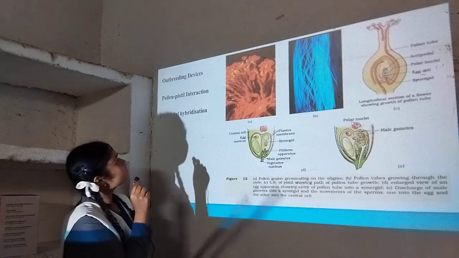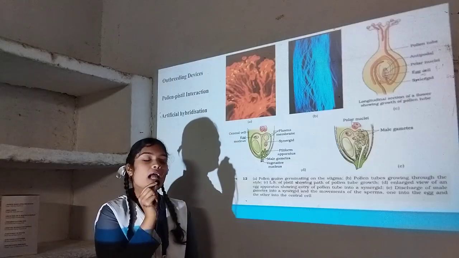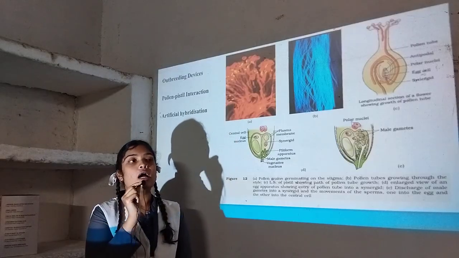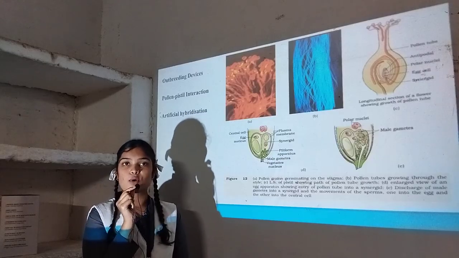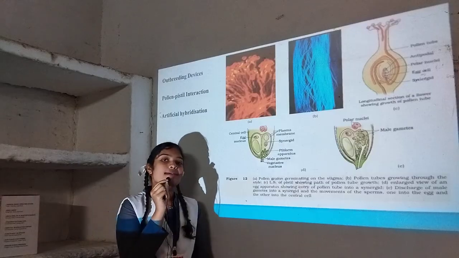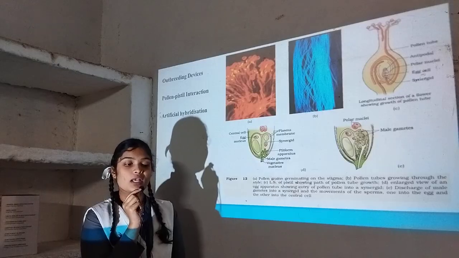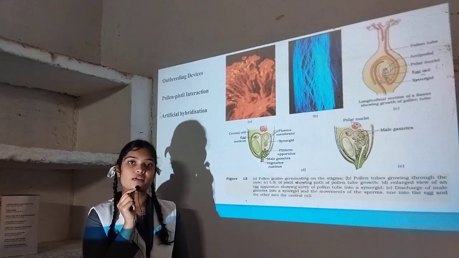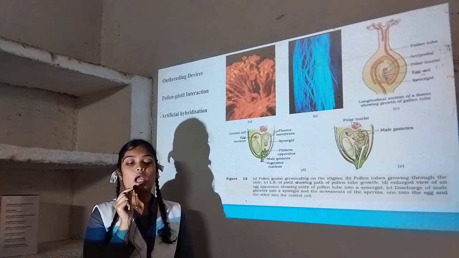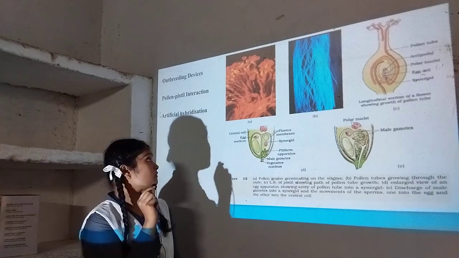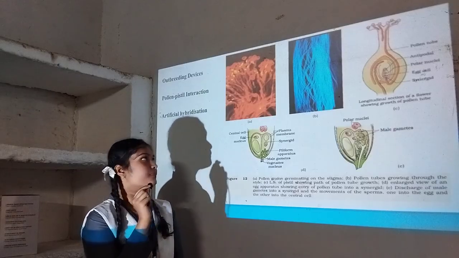Now, the artificial hybridization, in which we do artificial hybridization for a good crop yield, in which we do different events. First, if this is a bisexual flower, we do the process of emasculation, in which we cut out the anther of the flower and we bag the pistil of the flower for doing the cross pollination of it with the desired pollen grain.